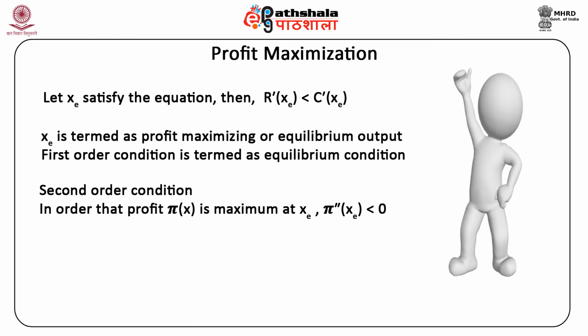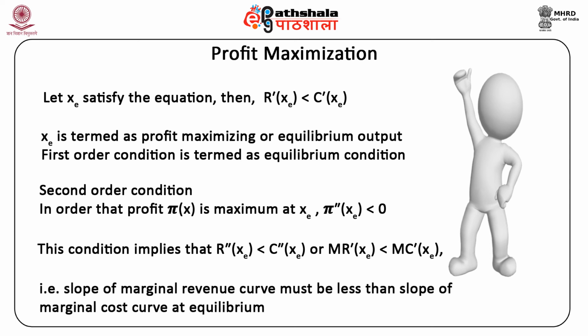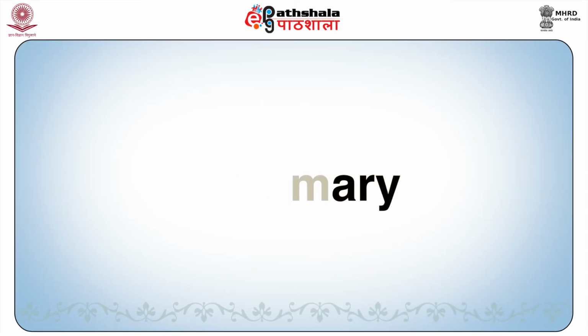The second order condition. In order that the profit pi is maximum at xe, we should have the double derivative of pi less than 0. This condition implies that the double derivative of the revenue function is less than the double derivative of the cost function at xe, or MR dash xe is less than MC dash xe. That is, the slope of the marginal revenue function must be less than the slope of the marginal cost function at the equilibrium. Let us now summarize what we have learned in this module.